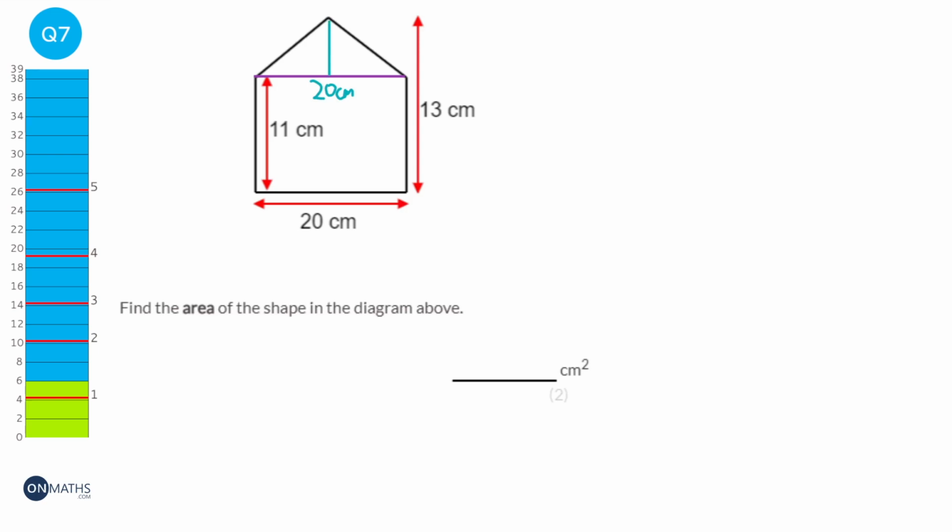And to find that, what we can look at is the fact that the total height of the whole thing is 13, and the height of the bit we don't want is 11. So what's left over? Well, 2 centimeters will be left over, so the height of the triangle will be 2 centimeters. So let's work out the area of the triangle first.